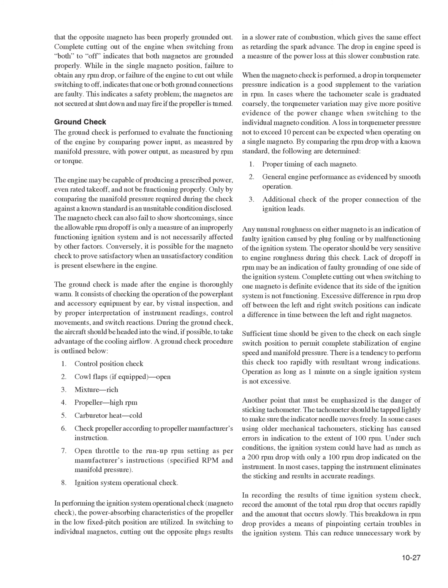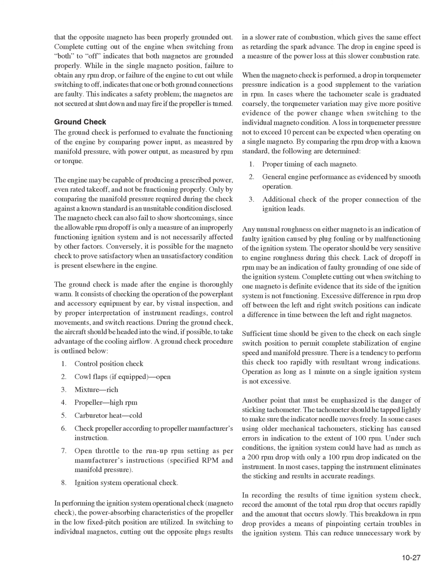It consists of checking the operation of the power plant and accessory equipment by ear, by visual inspection, and by proper interpretation of instrument readings, control movements, and switch reactions. During the ground check, the aircraft should be headed into the wind, if possible, to take advantage of the cooling airflow. A ground check procedure is outlined below.